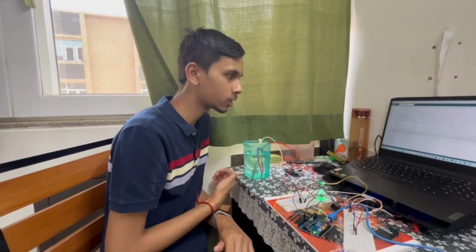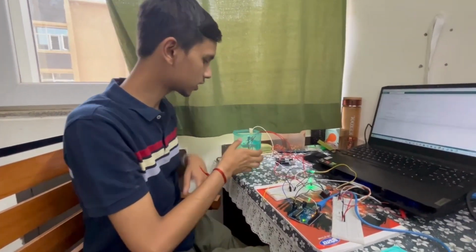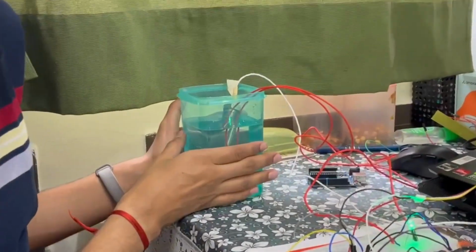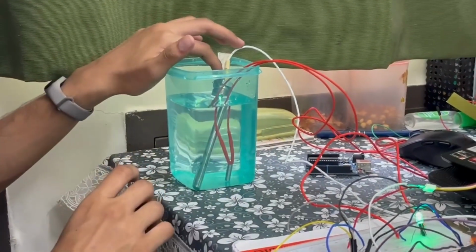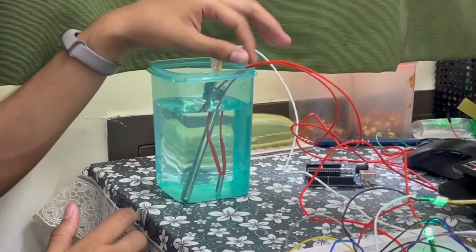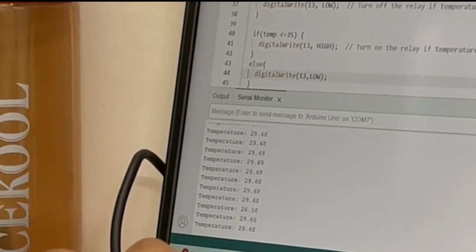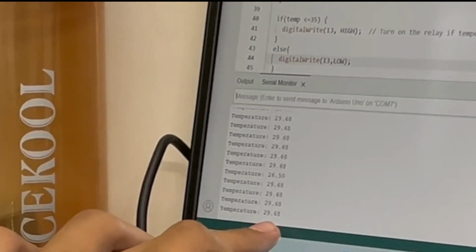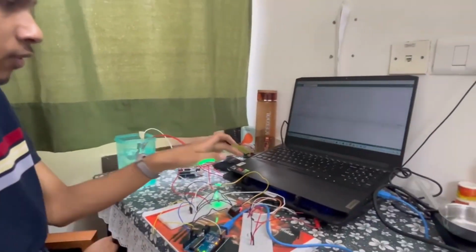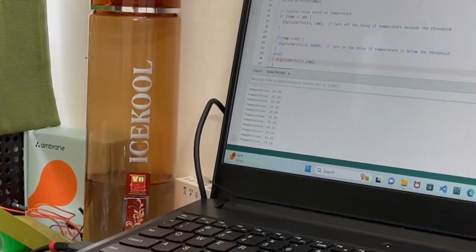Hello everyone, I'm going to explain the results of our project. The system which we are monitoring is this container in which water is filled. The temperature sensor is put in it, and here is the heater. As you can see, the temperature it is reading is 29.68 degrees Celsius. The lower limit of the threshold which we have given is 35, so the heater has turned on, as you can see by the LED glowing.